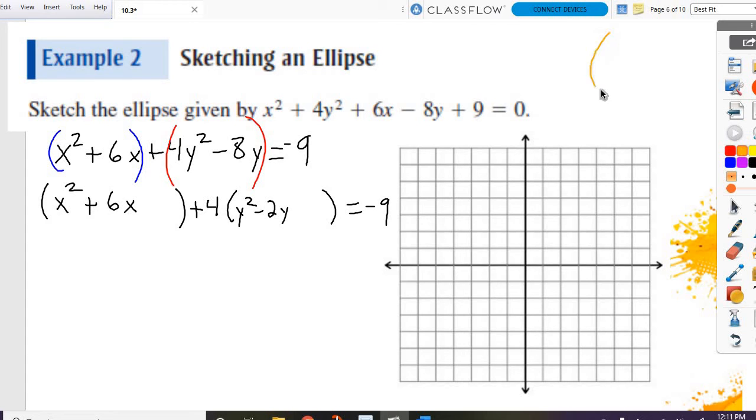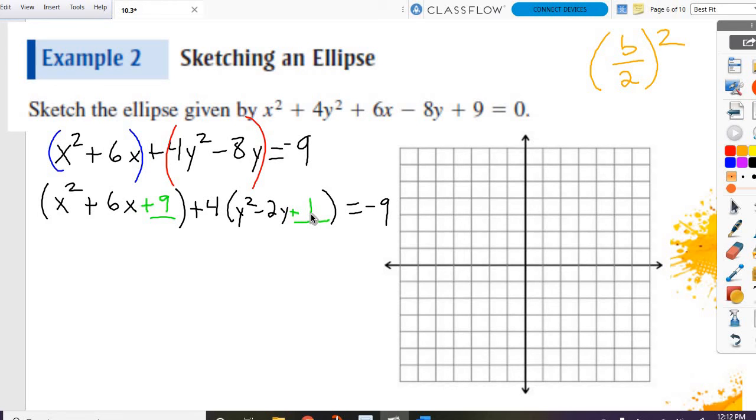And the formula: b over 2 squared. So b divided by 2 quantity squared. So for our x's, my b is 6. Agreed? So 6 divided by 2 is 3. 3 squared gives us 9. For our y, our b value is negative 2. So negative 2 divided by 2 is negative 1. Negative 1 squared is 1.